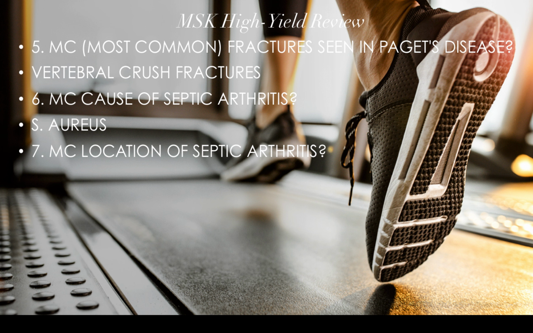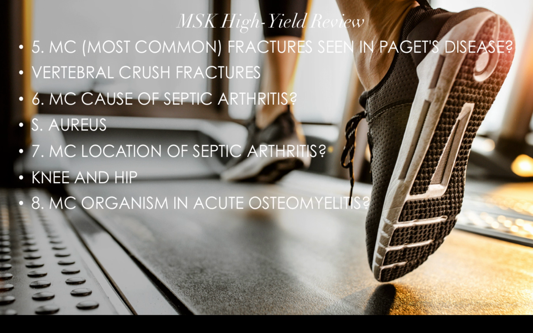Question number 7. What is the most common location of septic arthritis? We already said that they like to go to joints, so it'll be the knee and the hip. Question number 8. What is the most common organism in acute osteomyelitis? Again, you can see these most common locations and most common causes are super high-yield stuff. The most common organism in acute osteomyelitis is, again, Staph aureus. So in MSK, Staph aureus plays a big part. For septic arthritis and osteomyelitis, think of Staph aureus.